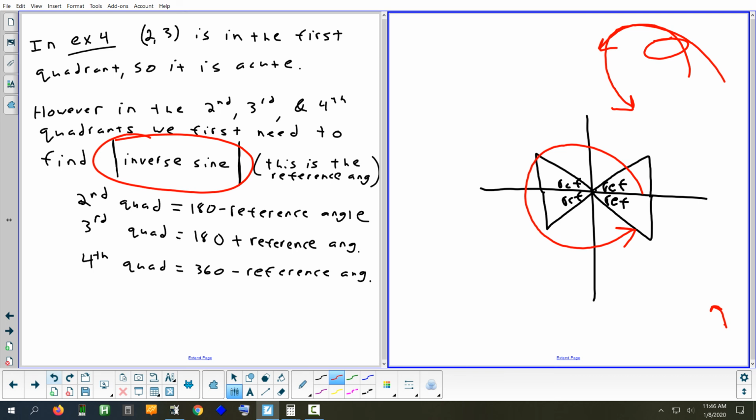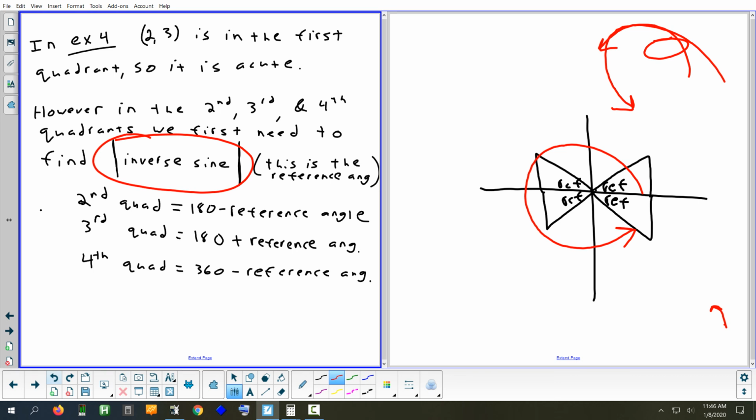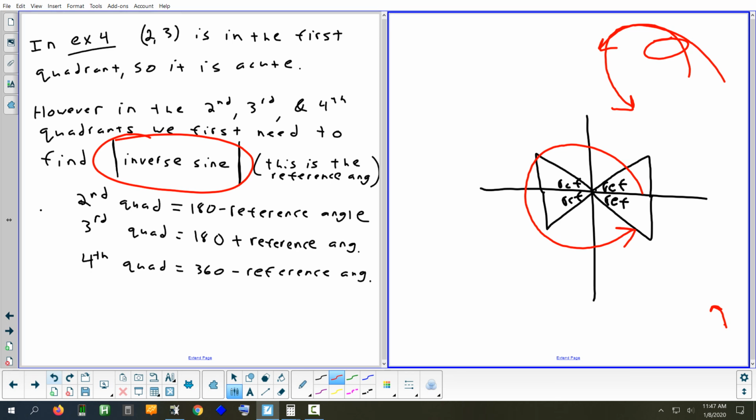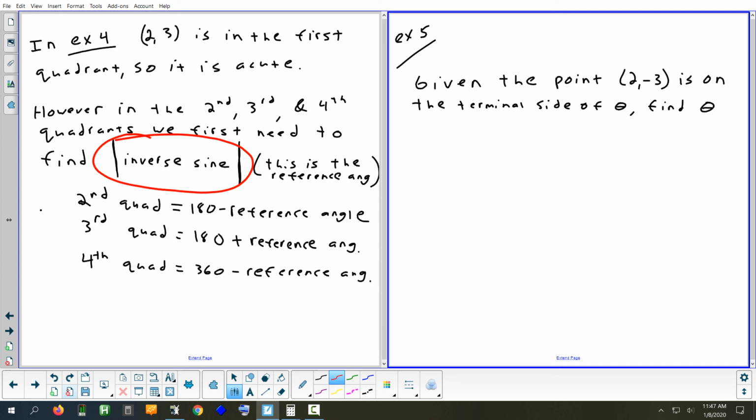So this chart is going to help us when we have a coordinate that's not in the first quadrant to find the angle. Okay. First, you find the reference angle using this right here. It's the absolute value of the inverse sine. Once you have that, follow this formula guide to figure out your answer. Okay. So this one says that (2, -3) is on the terminal side of theta.